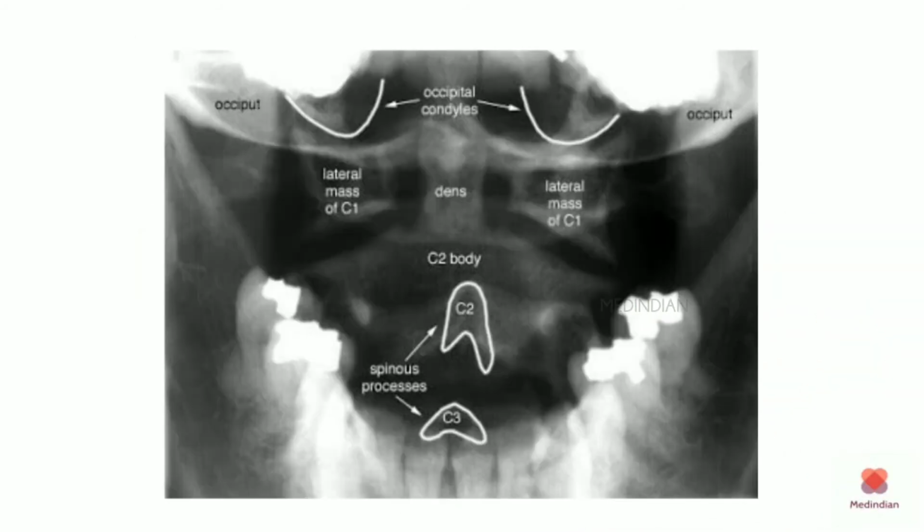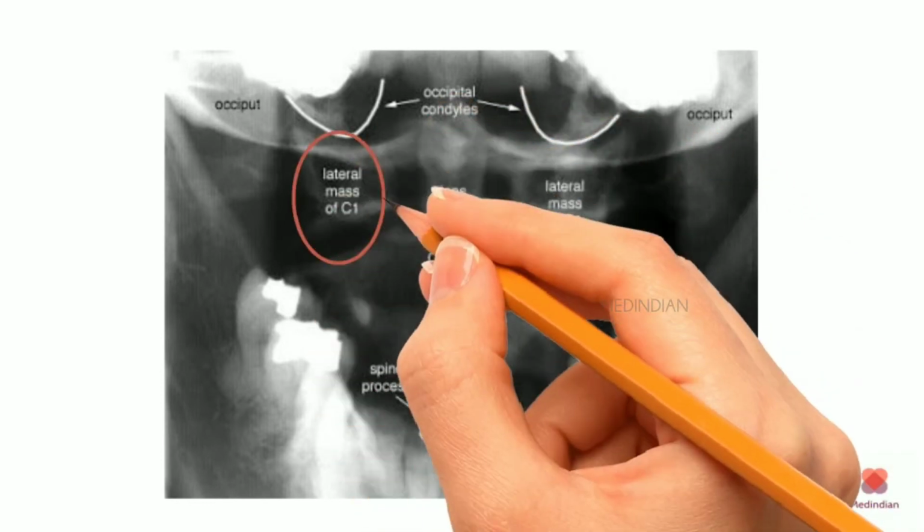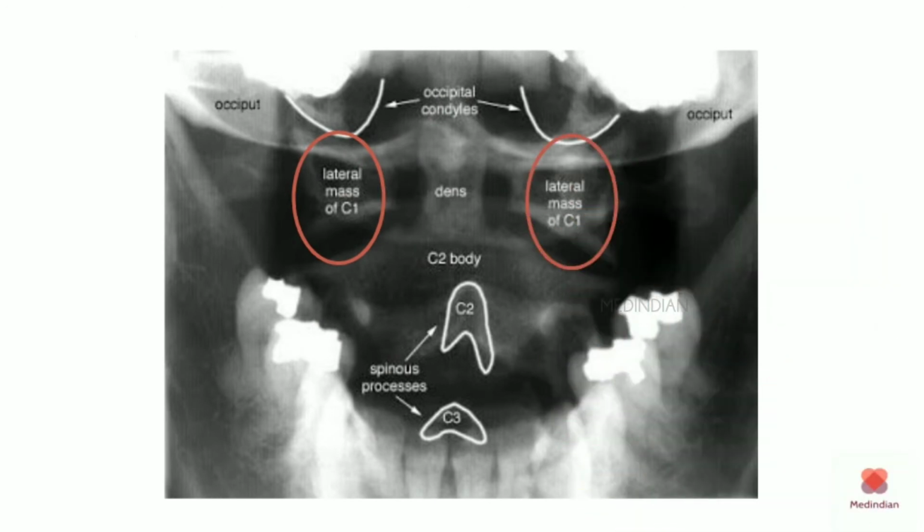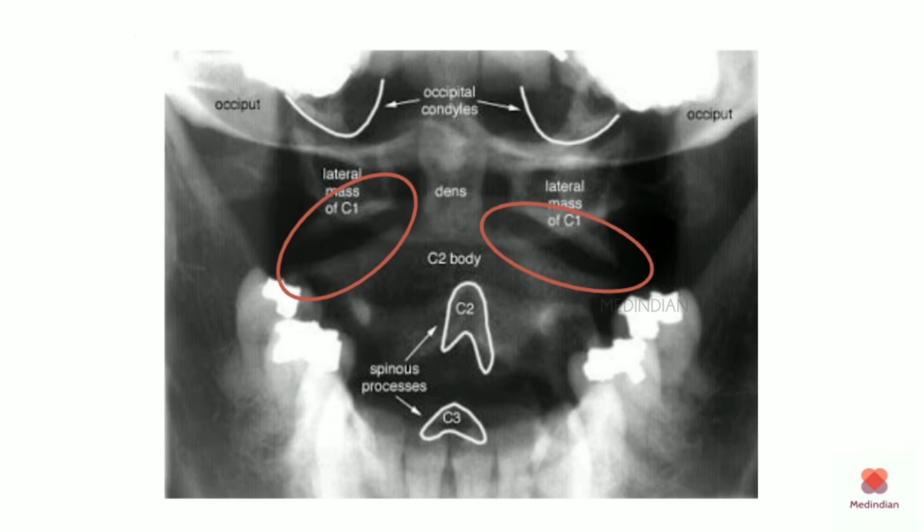In the open mouth view or odontoid view, first, identify the C2 vertebral body. Identify the odontoid process. Identify C1 and C2 lateral masses, and the joint space between C1 and C2, which is called the atlantoaxial joint or the C1-C2 joint. And finally, identify the mandible.